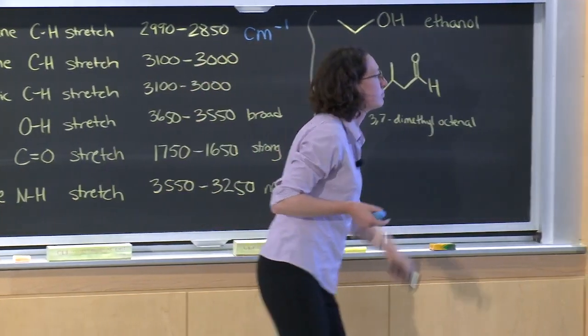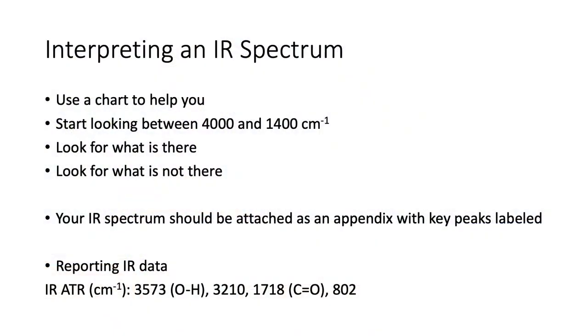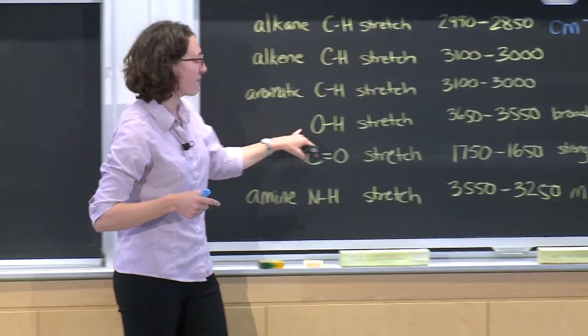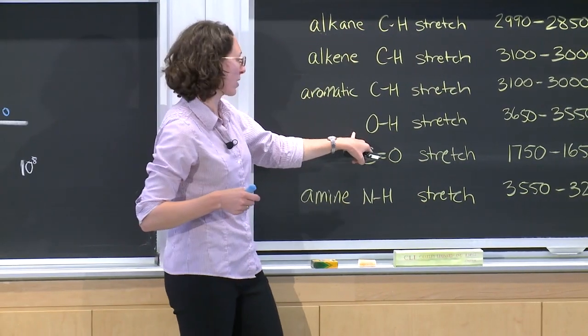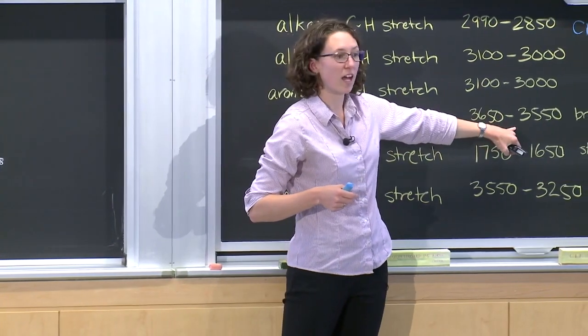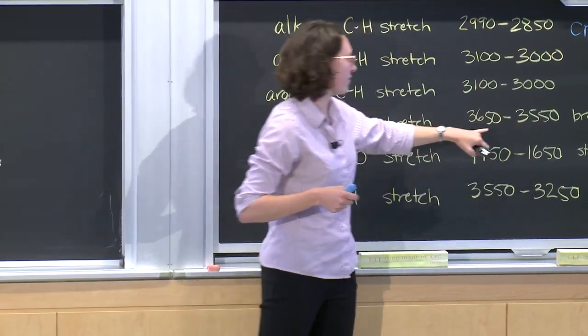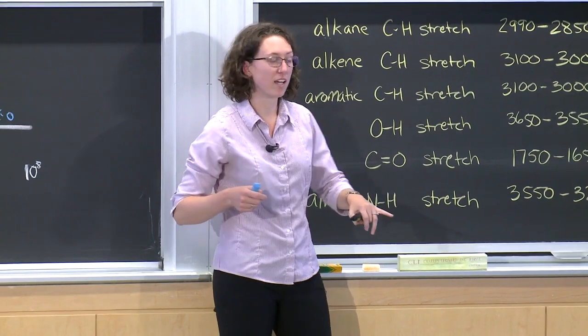Go back. So things that you should do is to look for what is there and look for what is not there. If you know what's supposed to be there in your functional groups, because you know the structure of your molecule, then you can try to identify the peaks that correspond to those functional groups. So if you are anticipating having an OH stretch, like you've made an alcohol or a carboxylic acid, then you should see a giant broad peak around 3,500 wave numbers.